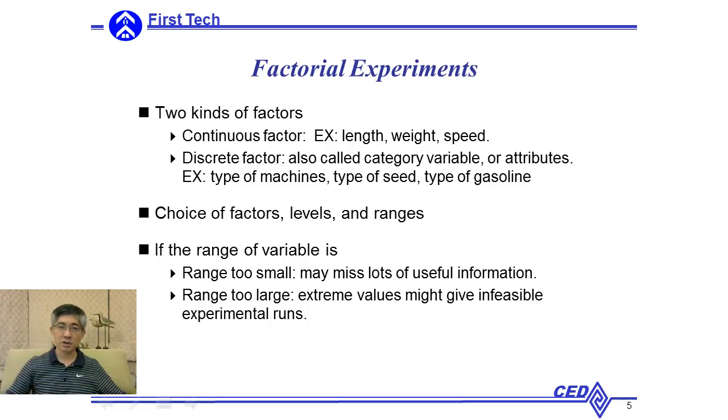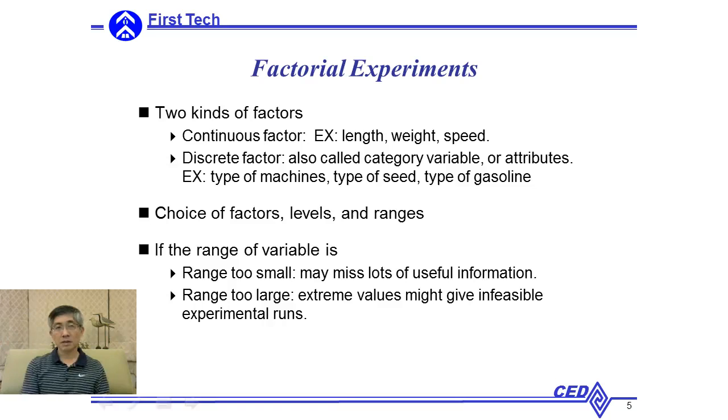So in discrete variables, we only have a finite choice. We can just choose A or B or C for certain variables. But continuous factors usually have a range, and within this range there are infinite choices of factor values. So in factorial experiments, we try to reduce these selections for continuous factors. They only assign finite levels, finite possible settings, for a certain continuous factor.